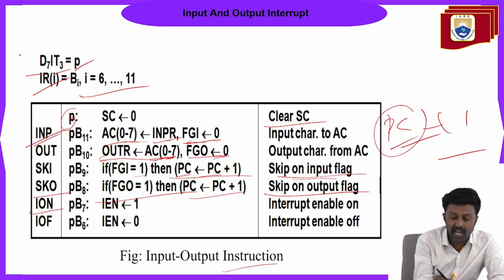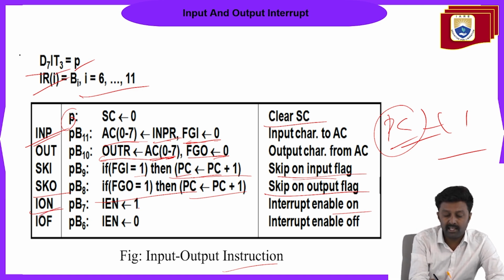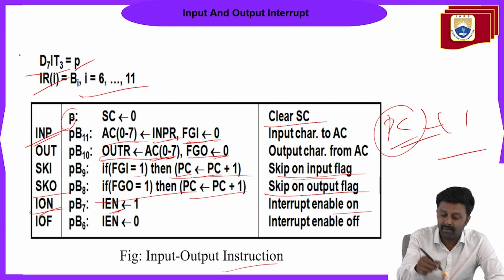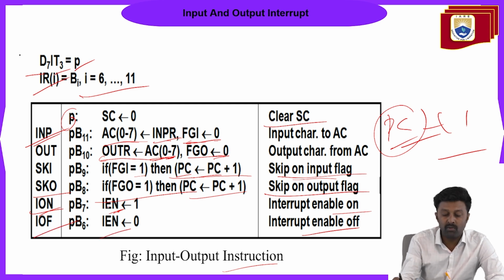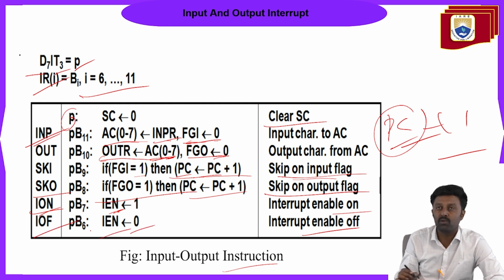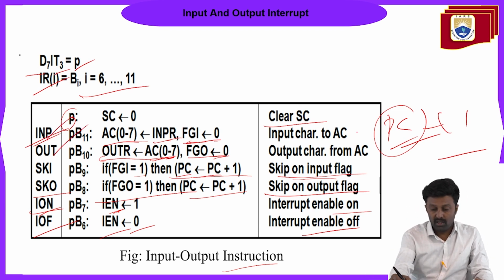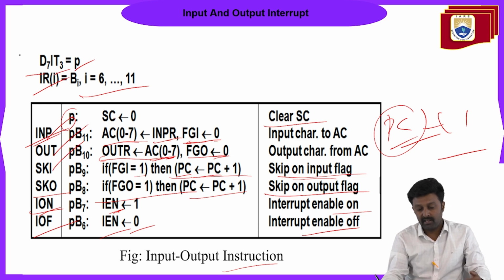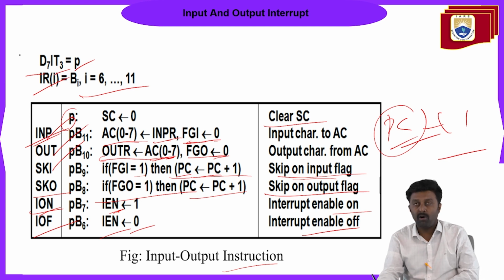Then the next is ION, that is interrupt enable on. If you want to turn the interrupt enable on, this is the instruction that we use. Then 1 is moved to IEN, meaning the interrupt is enabled. So the output interrupt is enabled. And if you want to turn off the interrupt, the instruction is IOF, and the content 0 is moved to the IEN. So these are some of the input output instructions: input, output, skip on input flag, skip on output flag, and interrupt enable on and off.